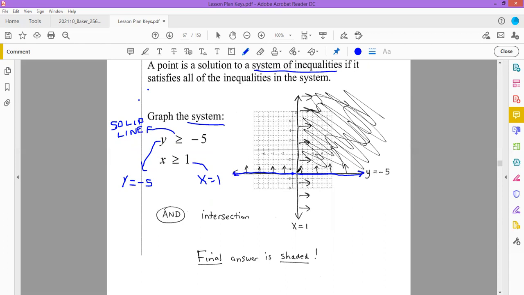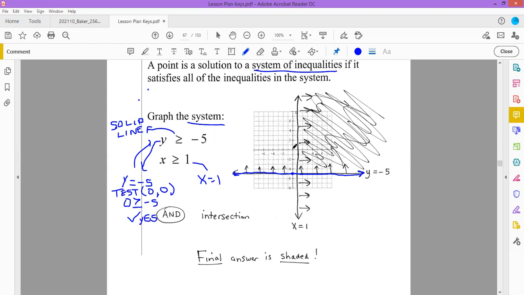And now we just need to determine whether we're going to shade above that line or below that line. So we're going to test the point 0, 0 again. Test 0 for x and 0 for y into this inequality statement. So 0 for y gives us 0. Is 0 greater than or equal to -5? Is this a true statement? And that is true. Yes, it is. 0 is greater than -5.